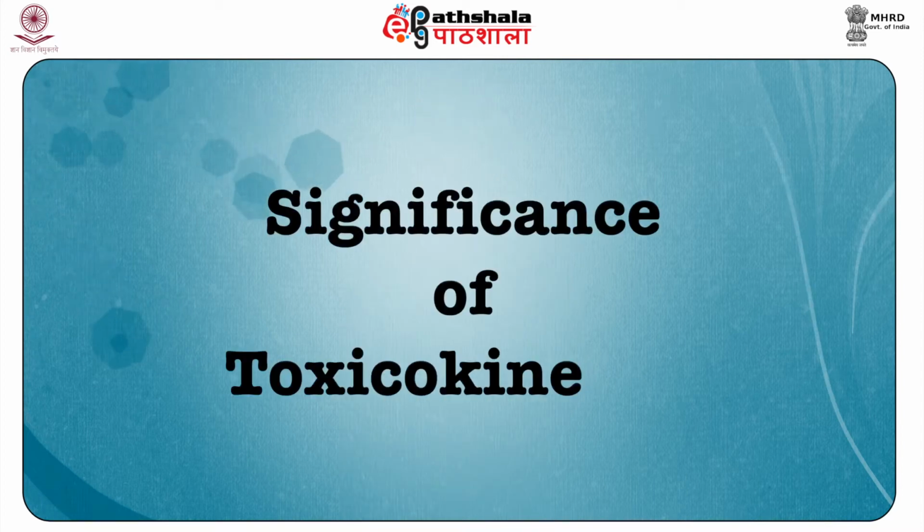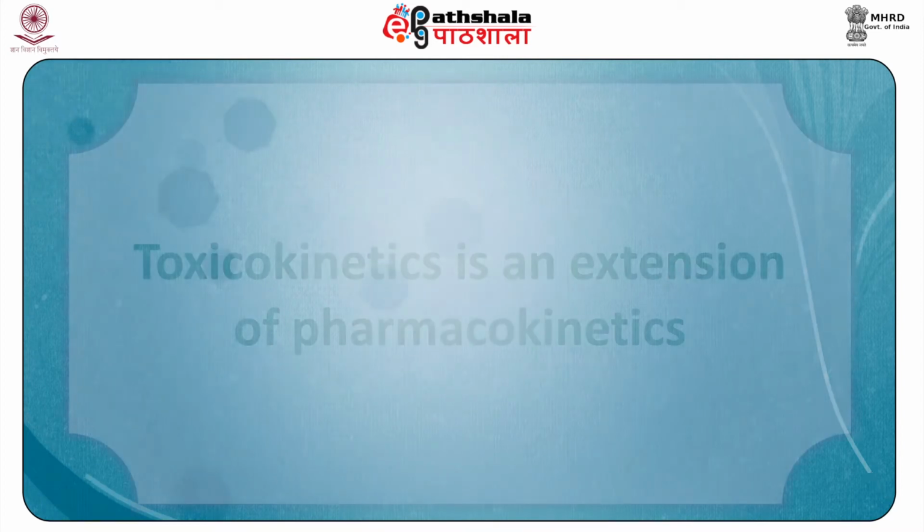The understanding and interpretation of toxicological findings require information on two key areas. Firstly, delivery of the compound to its site of action, that is toxicokinetics, and secondly, the mechanism of action and potency of the chemical at the site of action, that is toxicodynamics. First, the significance of toxicokinetics.